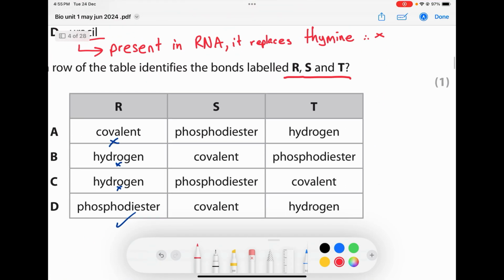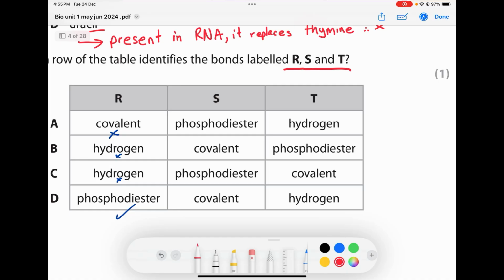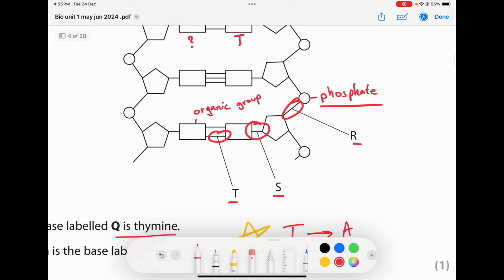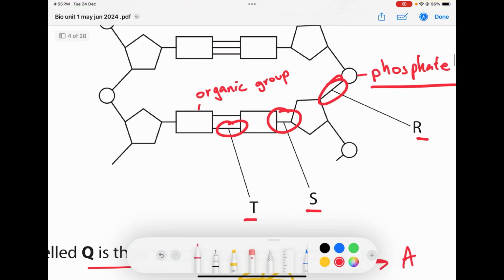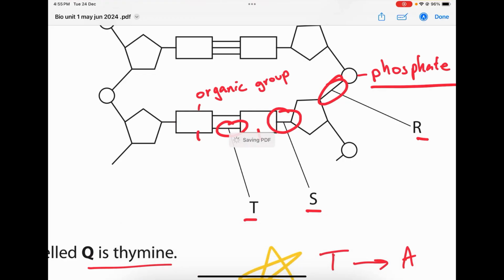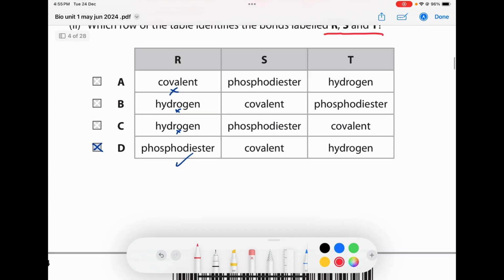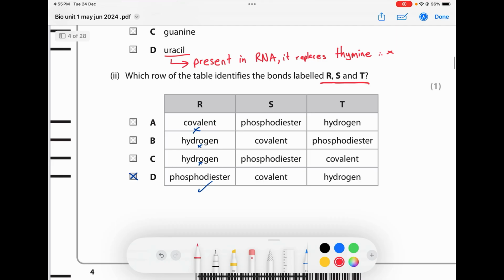And S is a covalent bond, as you can see, because it's between 2 carbon atoms. And T is attached to organic groups. We have one organic group here. We have another one over here. Therefore, it is going to be a hydrogen bond. So yeah, the answer is D.